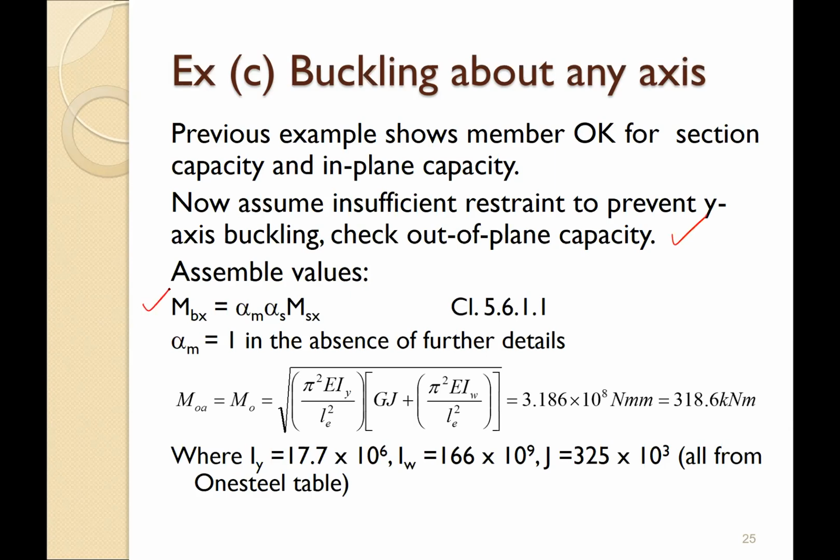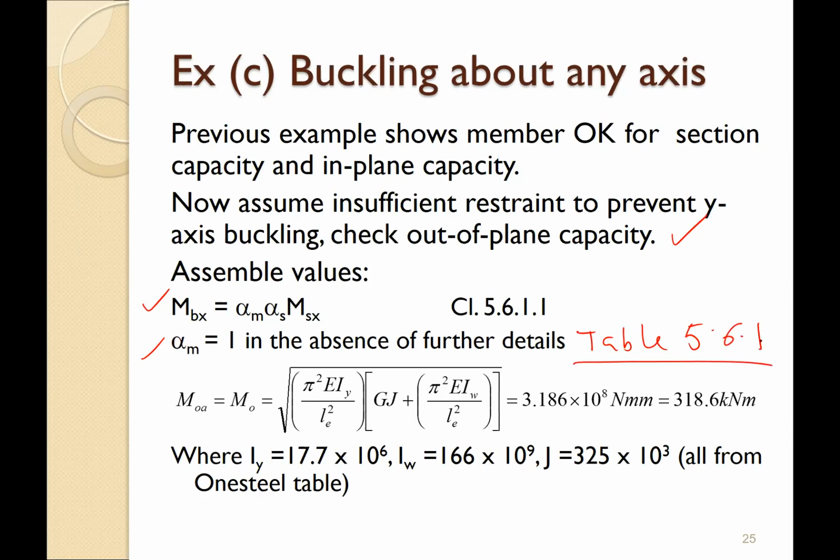Assemble the values: Mbx is given by alpha m times alpha s times Msx. In the absence of further detail, take alpha m equals 1. As I've said, this is very conservative. If you know the bending moment, use Table 5.6.1, because that gives you a much more accurate value.